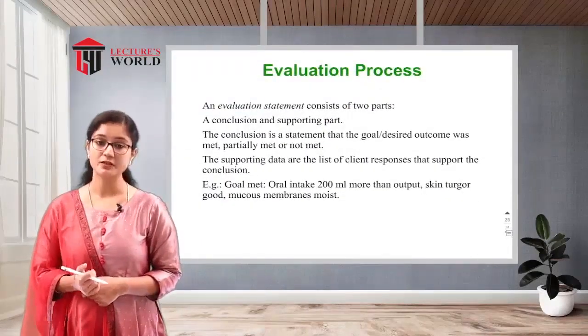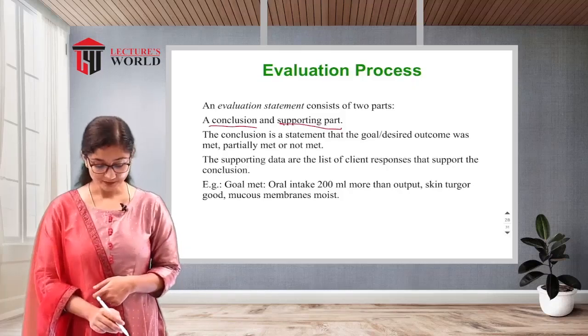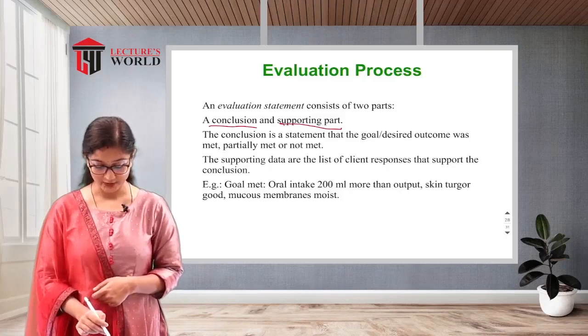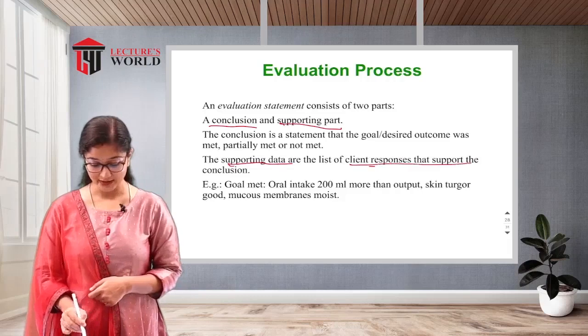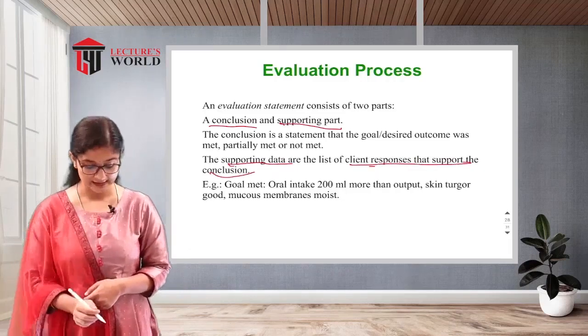The two main parts of the evaluation statement are a conclusion and a supporting part. The conclusion is a statement that the goal or desired outcome was met, partially met or not met. And the supporting part, this is very important. Supporting part का मतलब क्या? You are going to write down the measures which are going to support it. You can see the example here.